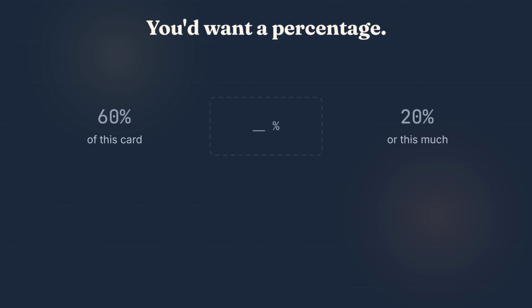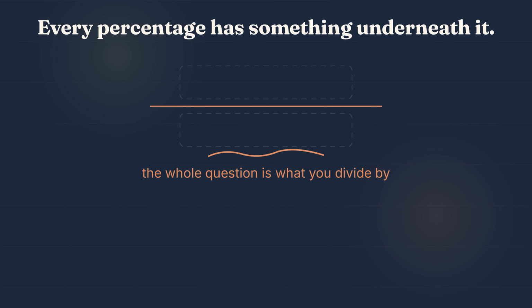You'd want a percentage, right? Something that tells you you're getting 60% of this card or 20. And that number does exist, and it's genuinely useful, and it's also the easiest arithmetic in this whole course to get wrong. So why is it so easy to get wrong? Because every percentage has something underneath it. And the whole question is what you divide by.